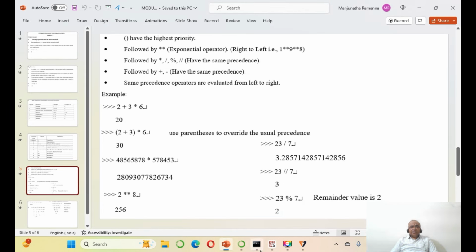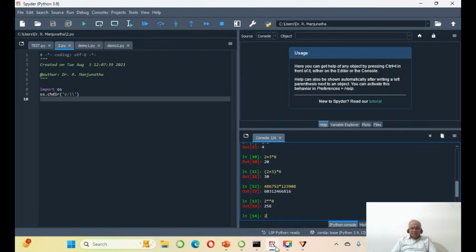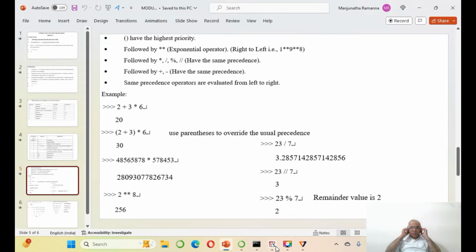Then we have 23 divided by 7. You are going to get some value which is 3.28571 and so on. Then if you use the floor division, you are going to get it as 3. Then we have percentage, you are going to get 2. So these are all the values which you are going to get now.